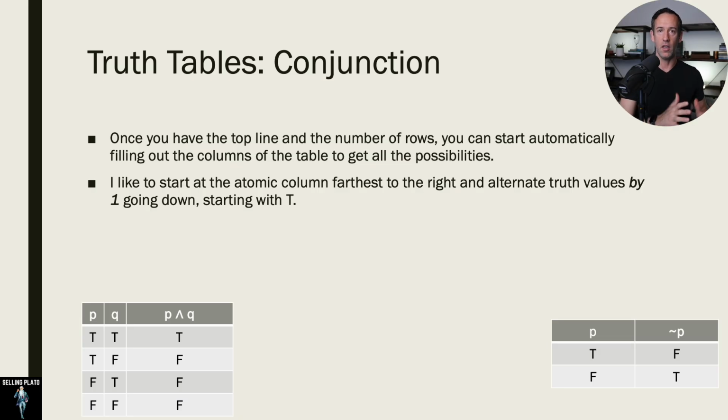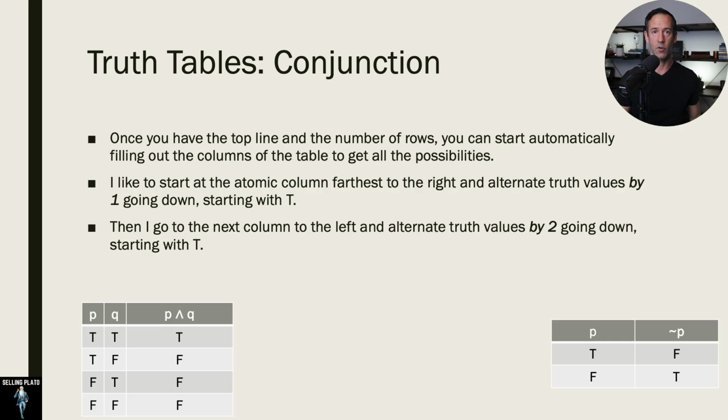We're on the atomic side, farthest to the right on that atomic statement side. And then you alternate truth values by 1 going down, starting with T. So you see that column under Q. That's really where I'm starting. I start with true, and I alternate truth values by 1: true, false, true, false, going down, starting with T. So hopefully you're following. I was just under Q, started with T, alternated by 1, and now that column is filled out.